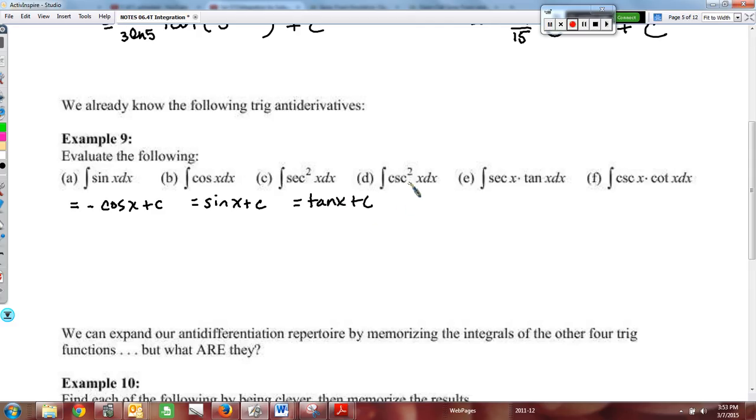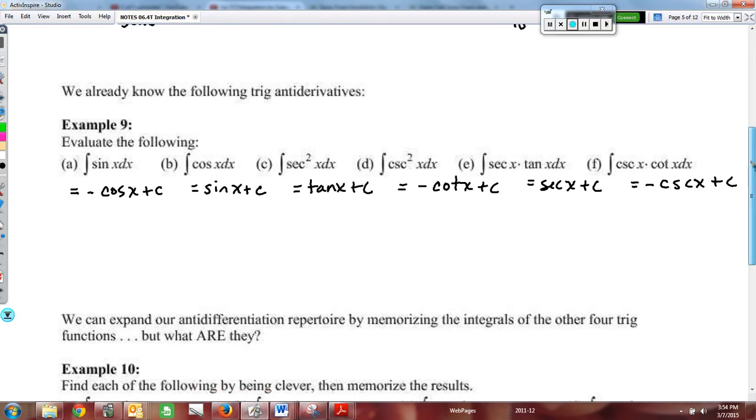The antiderivative of cosecant squared is going to be negative cotangent of x plus c. Our antiderivative of secant tangent is going to be secant x plus c. And our antiderivative of cosecant cotangent is going to be negative cosecant x plus c. So those are known derivatives, so you should be able to not only take the derivative and work forward, you should be able to take the integral and work backwards. Okay?